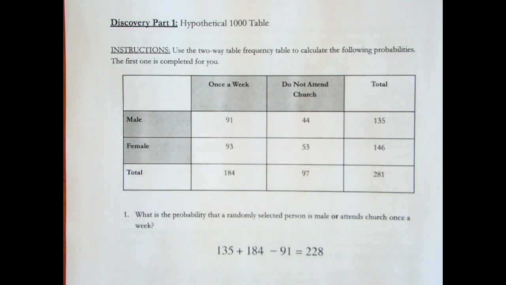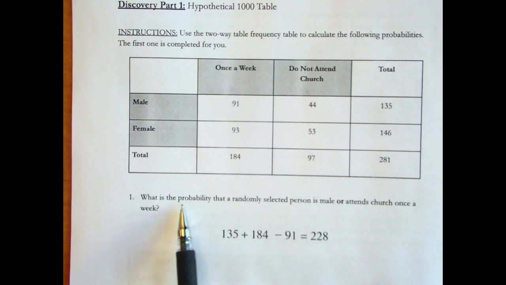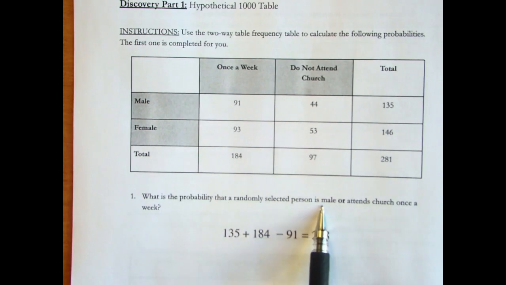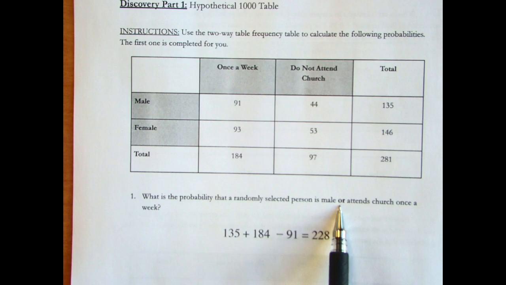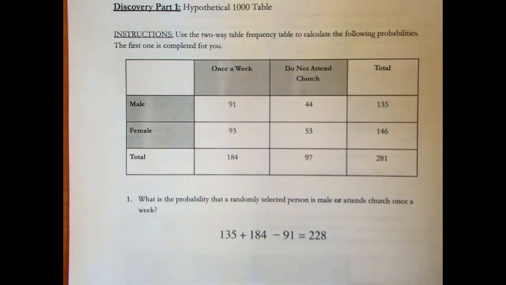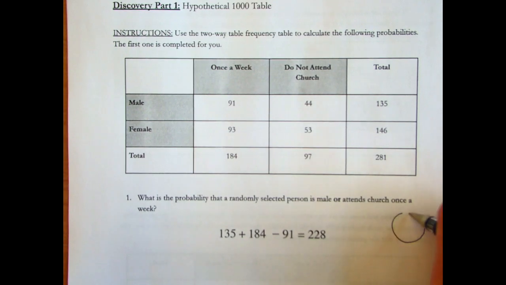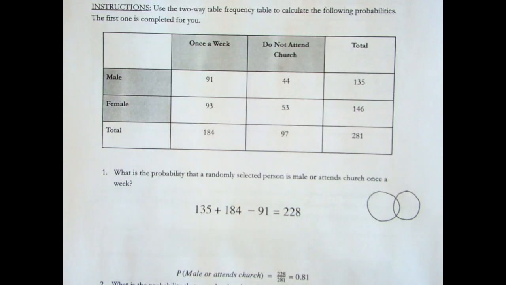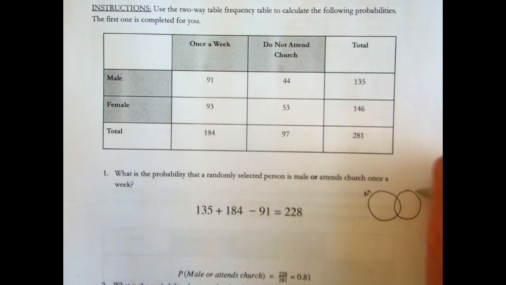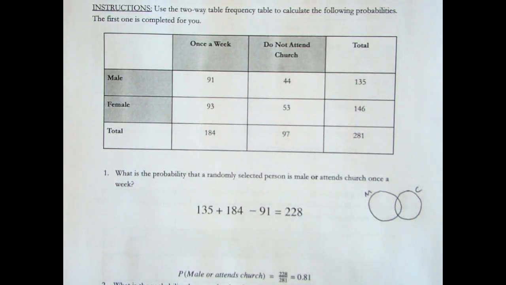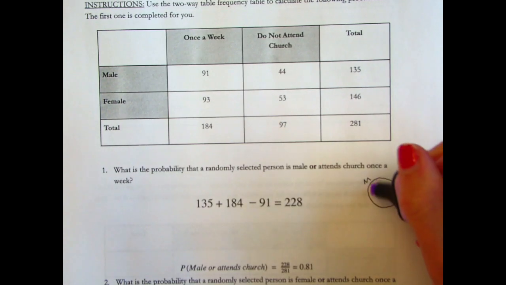This video is to review Discovery Part 1. Question number 1 asks you, what is the probability a randomly selected person is male or attends church once a week? It could be helpful to draw a Venn diagram. And "or" would capture both categories. So it'd capture both male and people who attend church once a week. So we're going to color in everything.